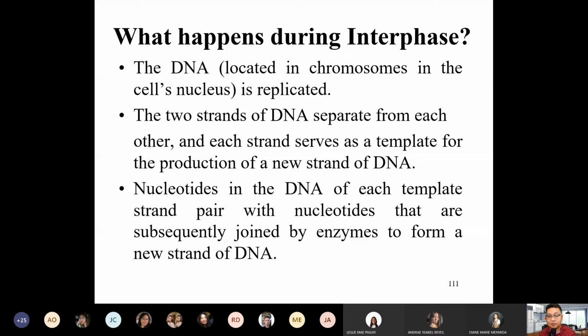2 strands of DNA separate from each other, and each strand serves as a template for production of a new strand of DNA. Nucleotides in the DNA of each template strand pair with nucleotides that are subsequently joined by enzymes to form a new strand of DNA. Kumbaga, one strand of DNA forms two strands of DNA.